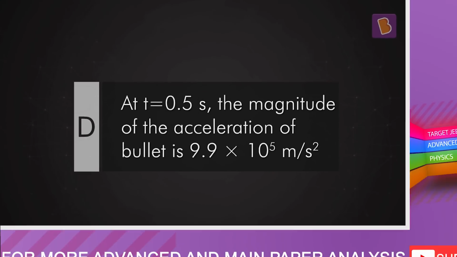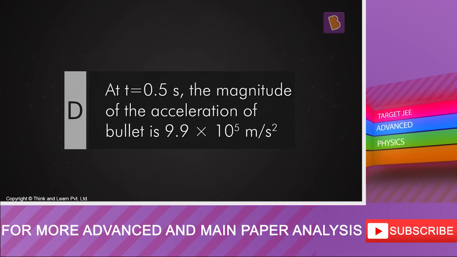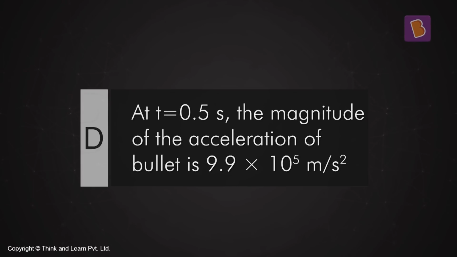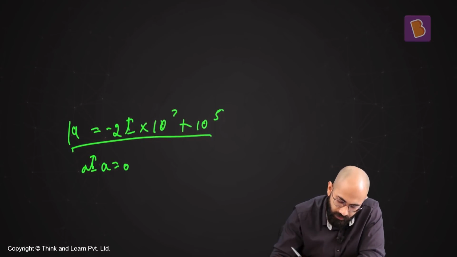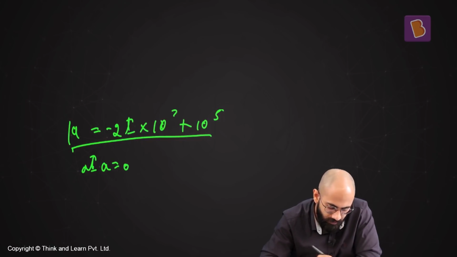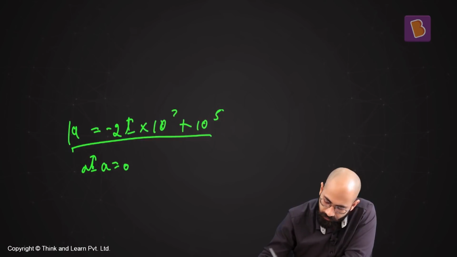Now let's go to the last option. At t equals 0.5 seconds, the magnitude of the acceleration of the bullet is 9.9 into 10 power 5 meter per second squared. So simple. We have to find the relationship between acceleration and time. So this is a relationship between acceleration and time, right? I'll do it here itself. So the question is at t equals 2.5. So let me substitute over here.